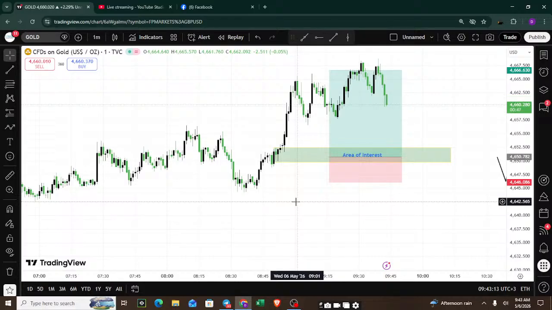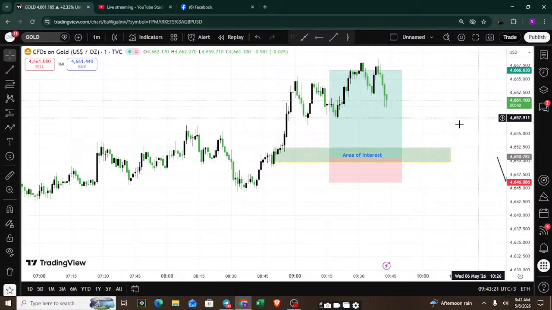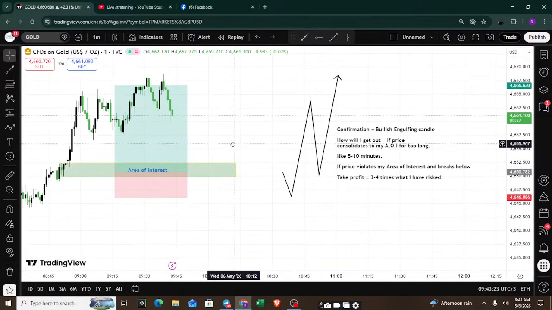Gold is coming back to our area of interest. Gold is coming to our area of interest. So just to remind you, we have said that we are going to be waiting for a bullish engulfing candle once gold wicks into our area of interest, and we are going to wait for at least 10 minutes before we get out, because a good trade is going to give us profits immediately.